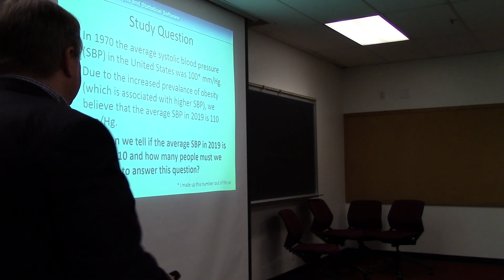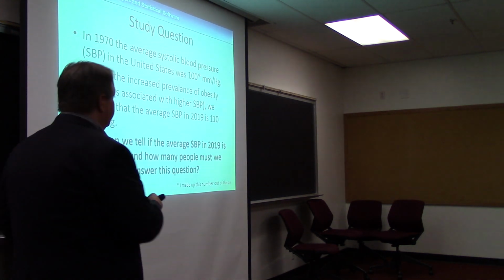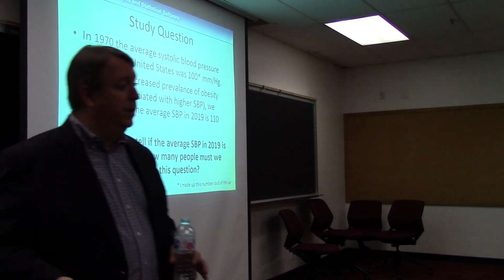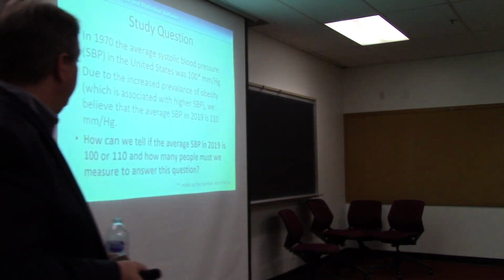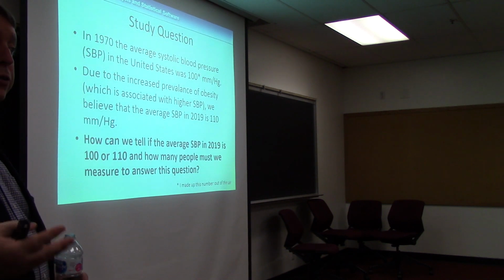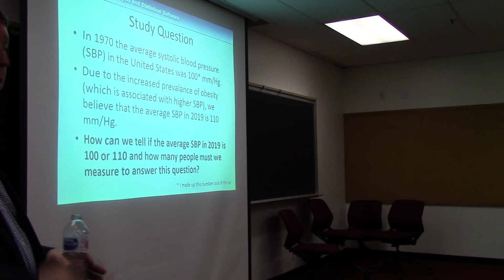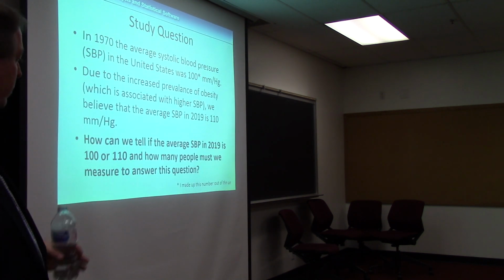So the question we're interested in is, how can we tell if the average SBP in 2019 is 100 or 110? And how many people are we going to need to measure to answer this question with any degree of, I hate to use the word certainty, but any degree of certainty?